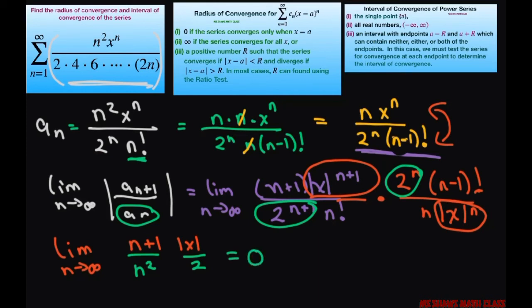Since it equals 0, by the ratio test, the series converges for all reals. If the series converges for all x, then we have r equals infinity. So your radius of convergence is infinity, and it matches your interval of convergence. So your interval of convergence is going to equal negative infinity to infinity. And that's it.